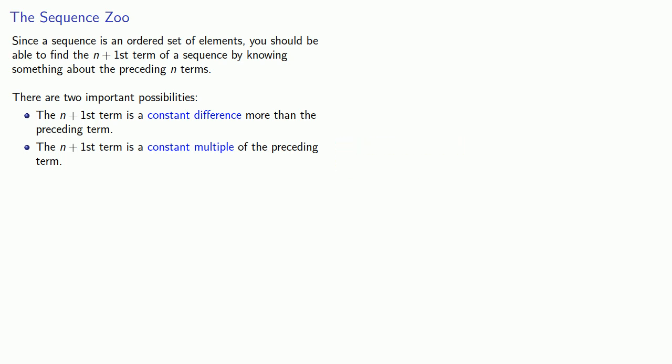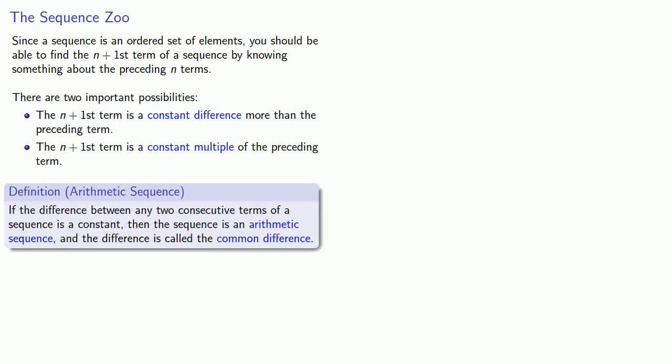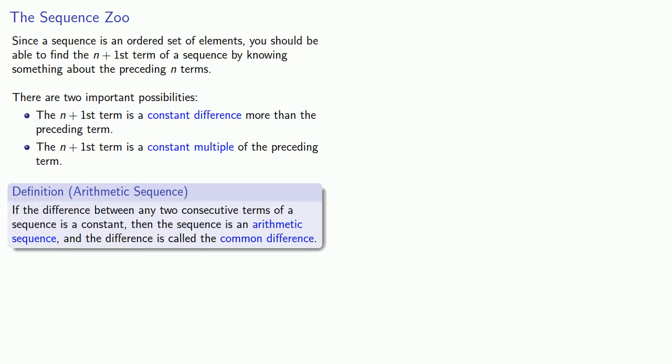In the first case, where the n plus first term is a constant difference more than the preceding term, we'll end up with an arithmetic sequence, which we'll define as follows. If the difference between any two consecutive terms of a sequence is a constant, then the sequence is an arithmetic sequence, and the difference is called the common difference. And it turns out that we can show the following.